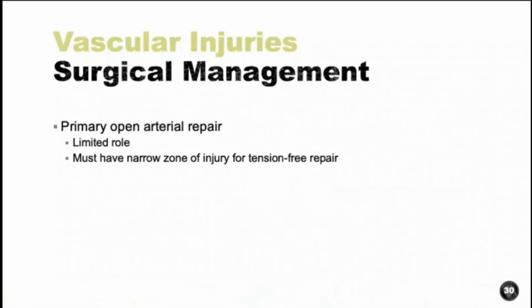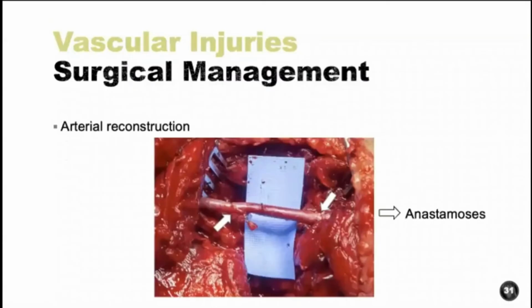The second technique is primary end-to-end repair of an artery. And I will say that this really has a limited role because the ends of an injured vessel often have to be resected so that you're attaching just healthy vessel to healthy vessel. And that effectively shortens the vessel. And so it's primarily employed when there's a very narrow zone of injury so that you can still get a tension-free repair. And unfortunately, that's often not possible unless there is truly a very, very narrow zone of injury. And so what we more commonly see is arterial reconstruction.